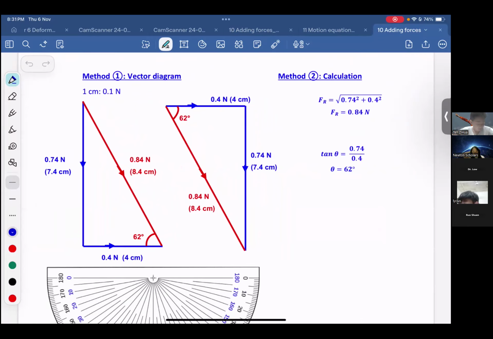Just now was question number 6. Now I want you to try question number 7. Draw your vector diagram, and then tell me what your resultant velocity is. They give you a scale as well. They tell you 1 cm represents 10 meter per second. Not bad.